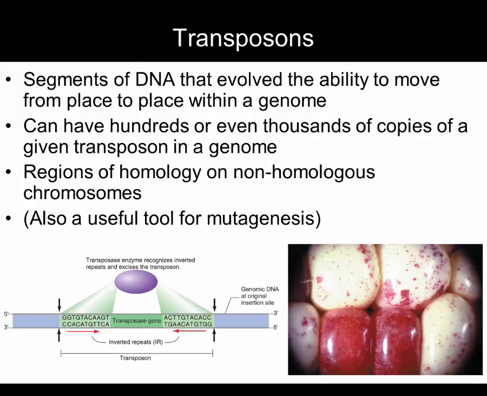There can be hundreds or even thousands of copies of a given transposon in a genome. This creates regions of homology in non-homologous chromosomes or on different locations in homologous chromosomes. Such regions make possible the crossover events that cause deletions, duplications, inversions, and translocations. Though researchers have also figured out how to use transposons as tools in biology research.